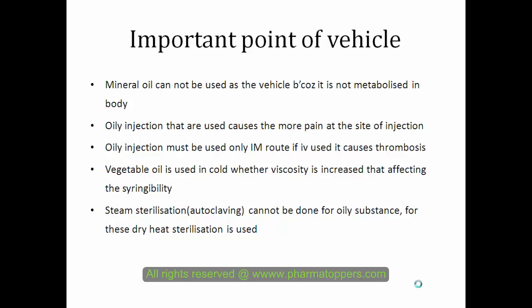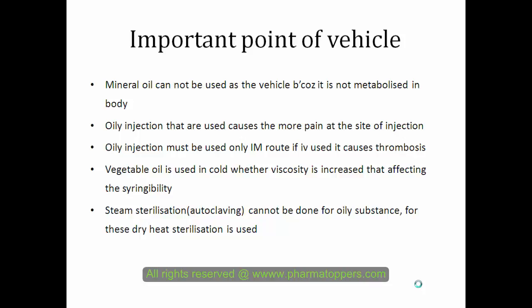And some important points for vehicles: mineral oil cannot be used as a vehicle because it should not be metabolized in the body. If it is used, it is problematic in the body. Oily injections show more pain at the site of injection. One of the advantages is that oily injections do not require a preservative. And oily injections must be given only by the IM route. If given by the IV route, it causes thrombosis.